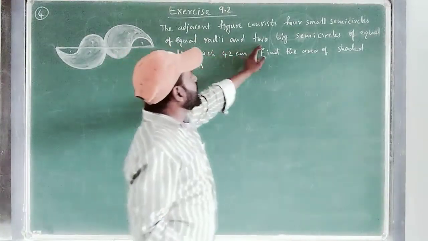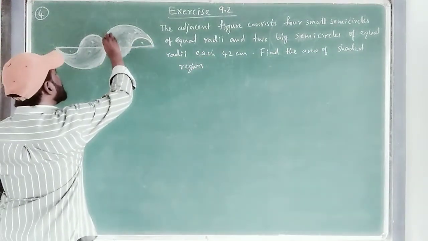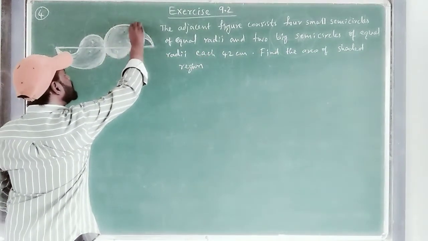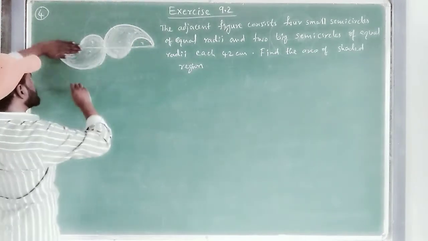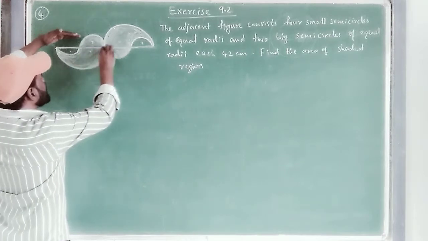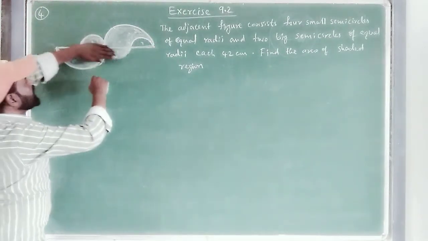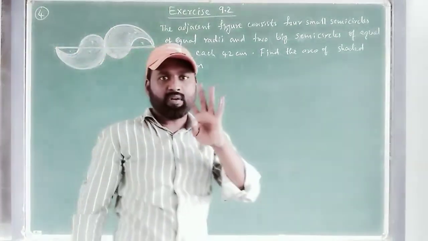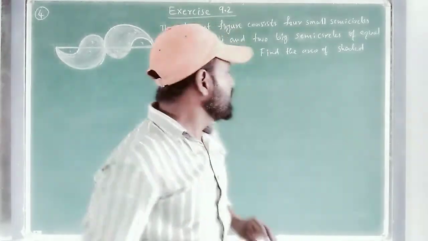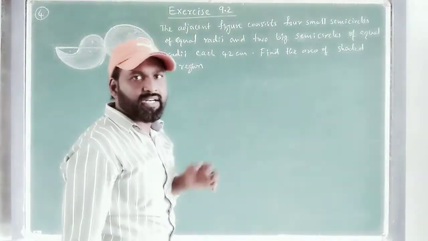Next, 2 big semicircles are there. This is one big semicircle like this, and this is one big semicircle like this. That means here one line is there, no? With respect to this line, this is one big semicircle, this is one big semicircle. 2 big semicircles are there, 4 small semicircles are there. So we have to find the area of the shaded region.